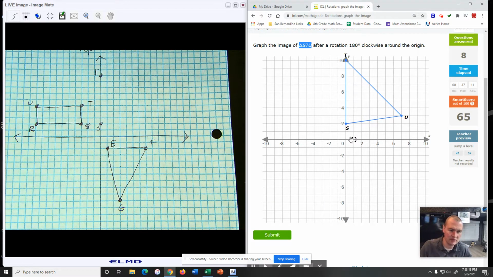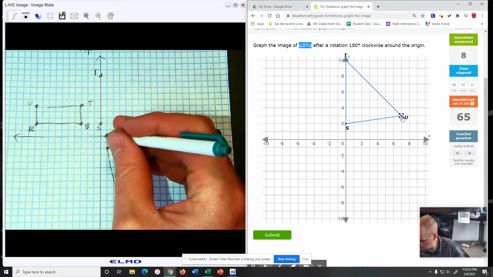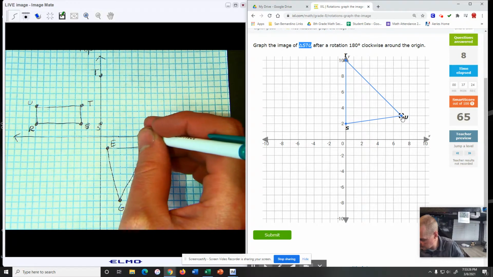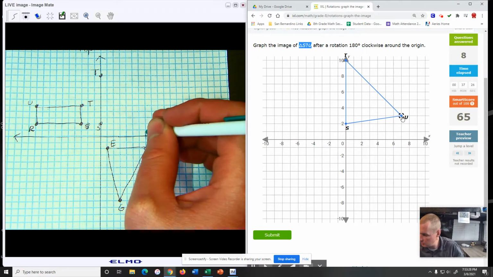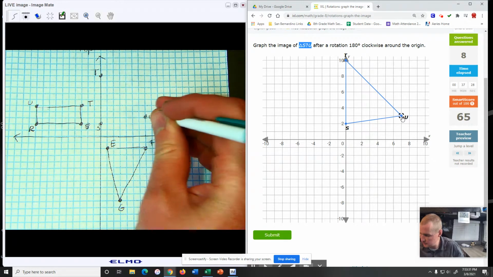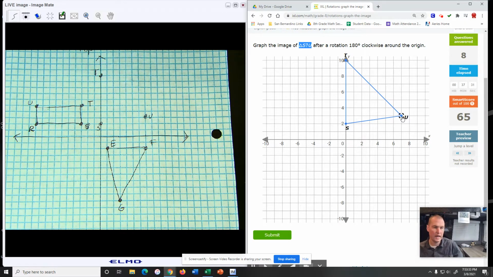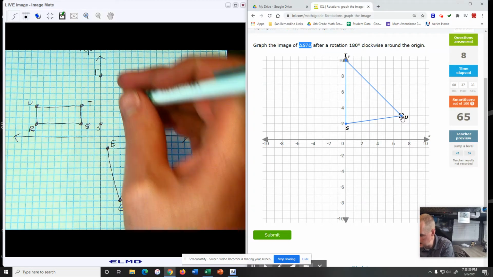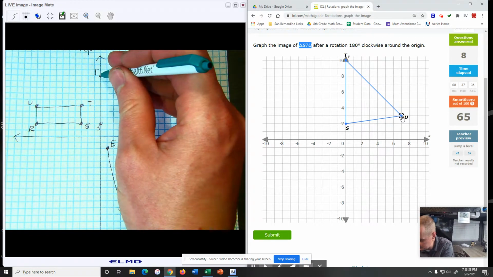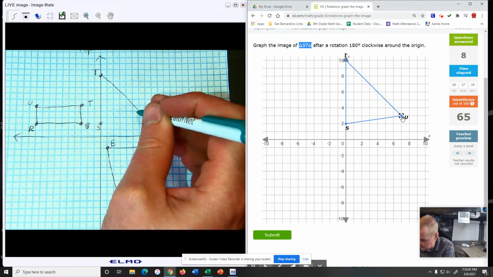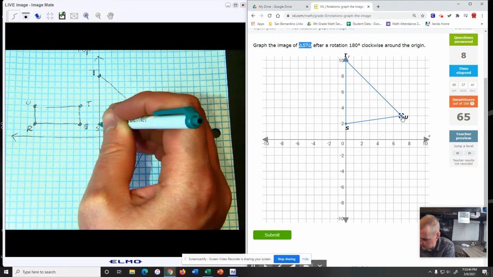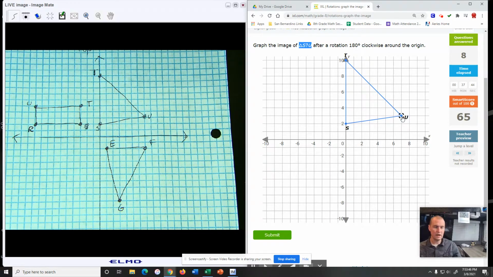And U is 7 to the right: 1, 2, 3, 4, 5, 6, 7, and up 3: 1, 2, and 3 is U. And connect STU in that order. So S to T is along the y-axis, then T to U, and U back to S right there. Kind of looks like a sail off of a ship.